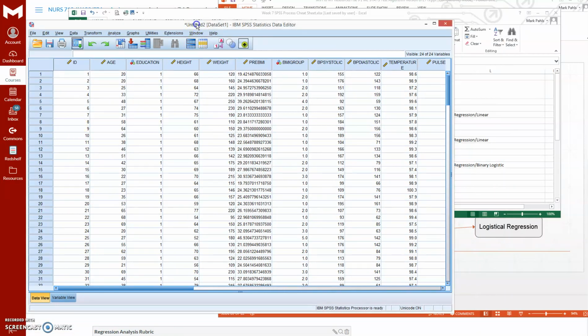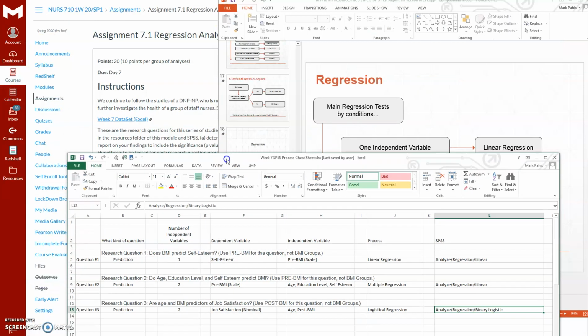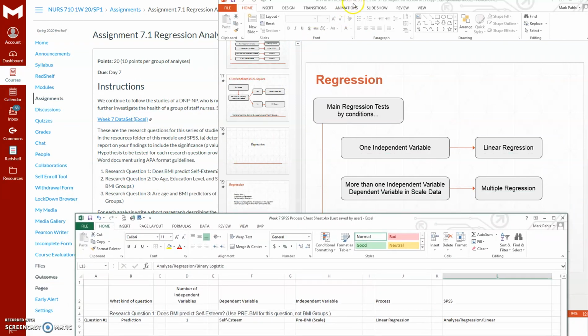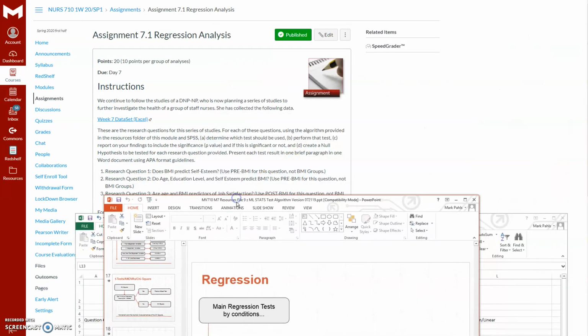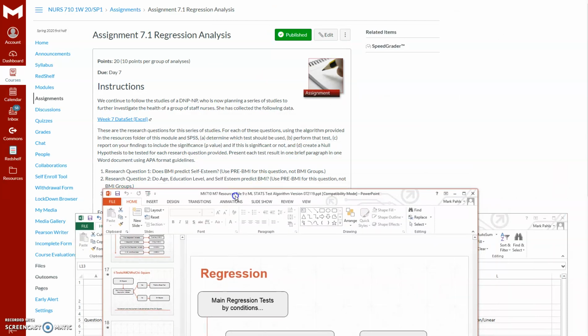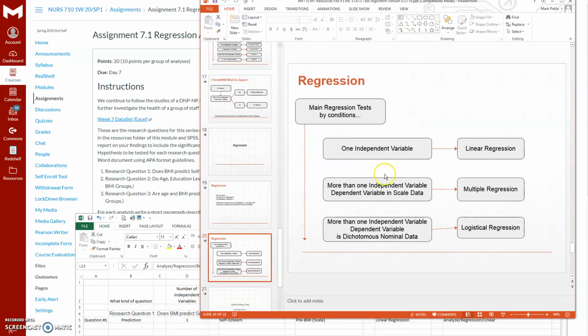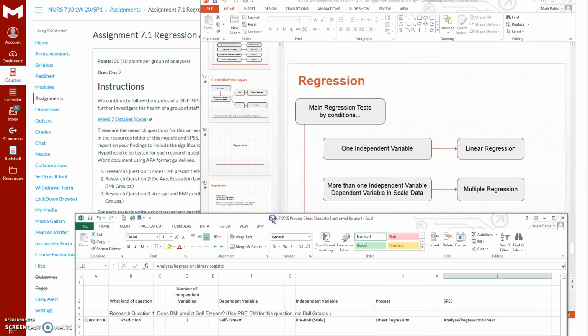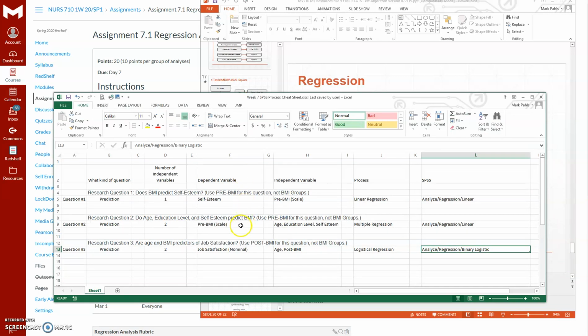Let's move to our second question: do age, education level, and self-esteem predict BMI? So we go to our regression PowerPoint. We have more than one independent variable, all in scaled data. The dependent variable is scaled, and we have more than one independent variable. So what we have is age, education level, and self-esteem trying to predict pre-BMI. So we've got a scaled value here, and more than one independent.